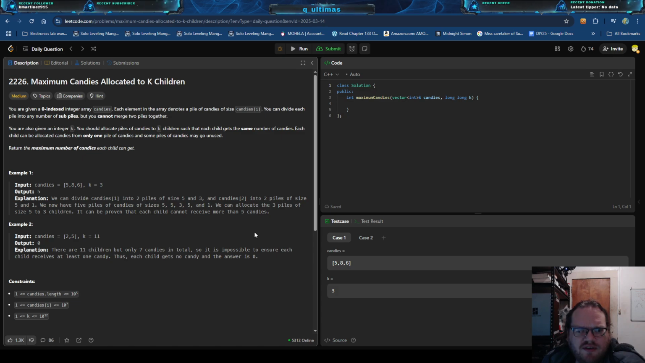So each element. So 5 candies, 8 candies. You can divide each pile into any number of subpiles, but you cannot merge two piles. You can divide, but not merge. You're also given an integer k. You should allocate piles of candies to k children such that each child gets the same number of candies. Each child can be allocated candies from only one pile, and some piles of candies may go unused.